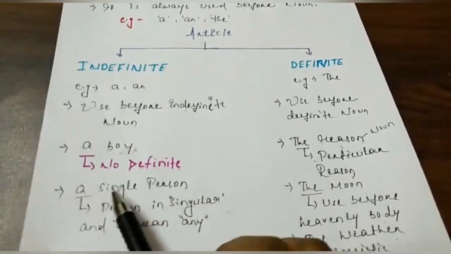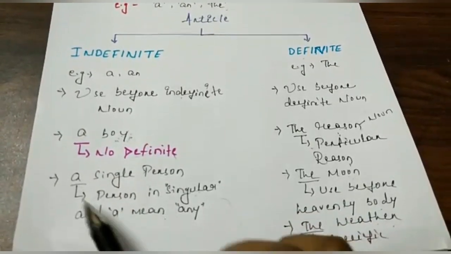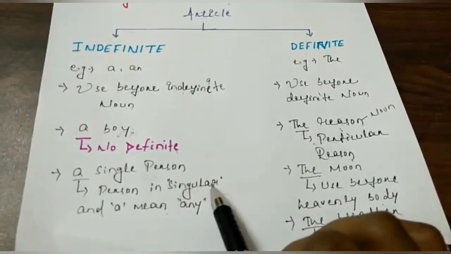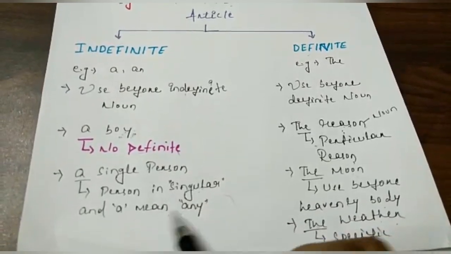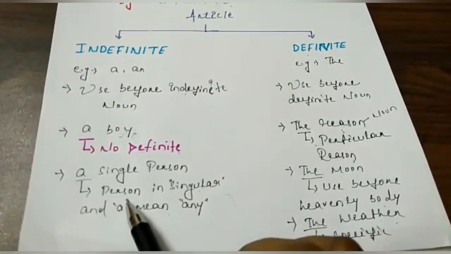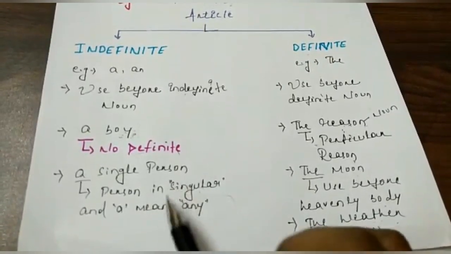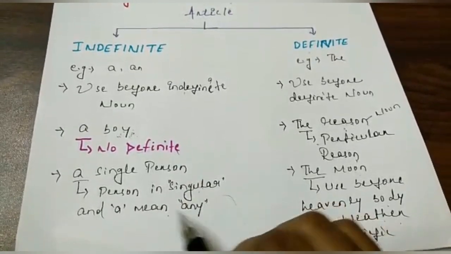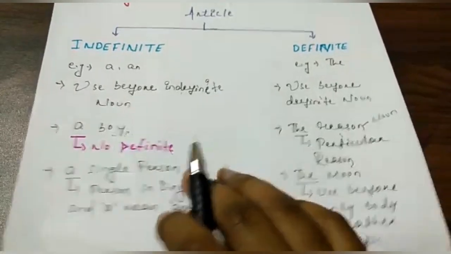Another way a is used is with a singular noun, we can say a single person. Here person is singular, and a means any. Okay, a means any person. That is the first thing. Second, it is singular: a boy, not boys. A boy means one boy is there. A pen means one pen is there. So this is about indefinite.